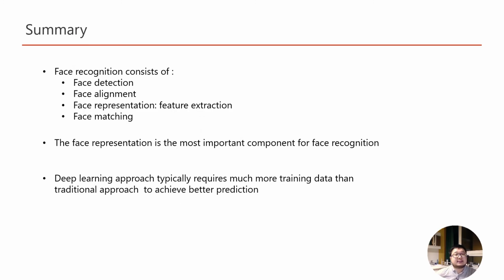So to summarize this video, a face recognition system consists of face detection, face alignment, face representation, which is basically feature extraction, and last but not least, the face matching. Among those components, the face representation is the most important one. The deep learning approach typically requires much more training data than the traditional approach so that it can achieve better prediction than the traditional one.